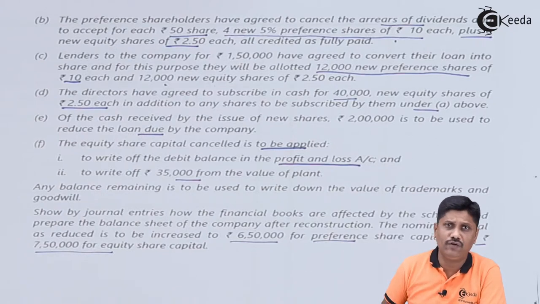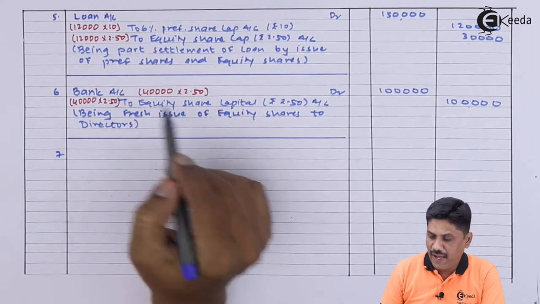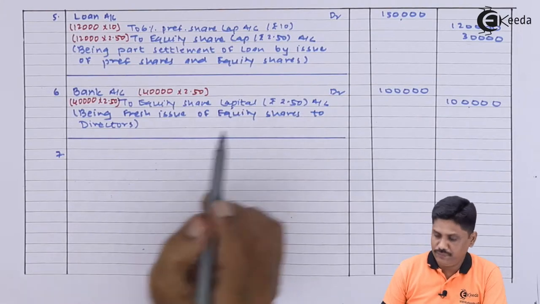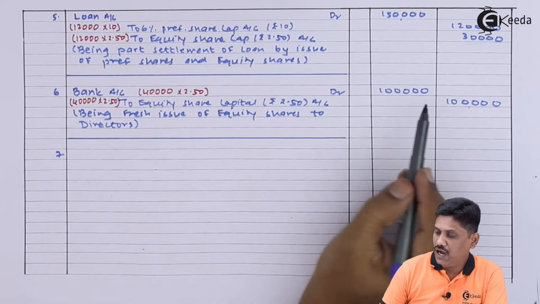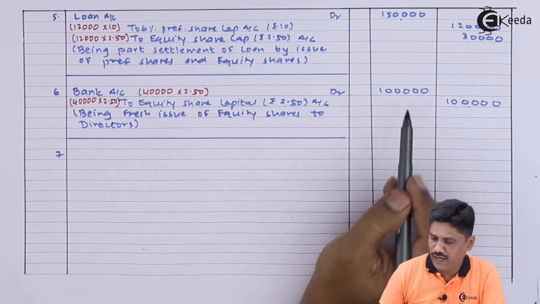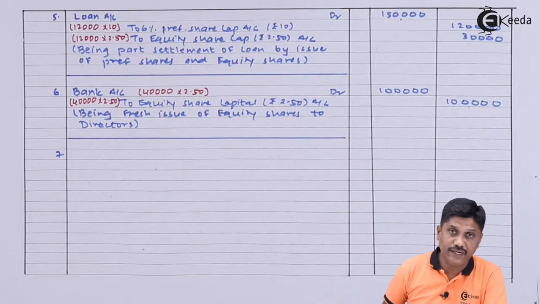For me, my entry will be same. Entry will be bank account debit to equity share capital account. Friends, you can notice the entry: bank account debit to equity share capital account. How many shares were issued? 40,000 shares of 2.50 each. Amount collected by company must be rupees 1 lakh. Being fresh issue of equity shares to the directors. Right, it was given to directors, so we will mention in the narration, nothing more than that. Let's see the next information.